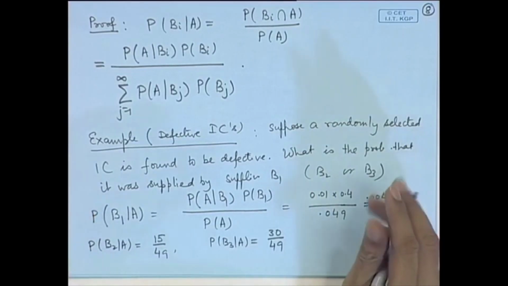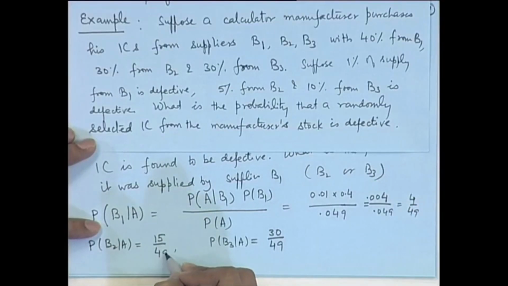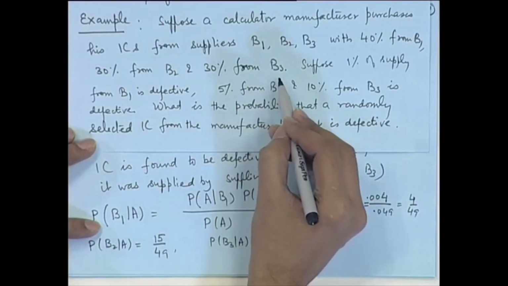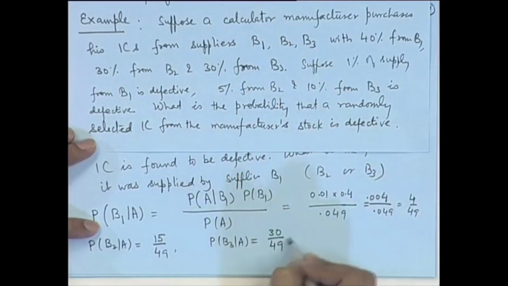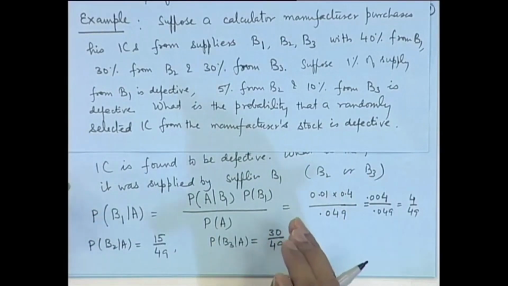So, this is an important consequence of the Bayes theorem. B 2 given A is 15 by 49, probability of B 3 is 0.3, whereas probability of B 3 given A becomes 30 by 49, which is much higher. So, the probabilities get revised in the light of the knowledge about the outcome.